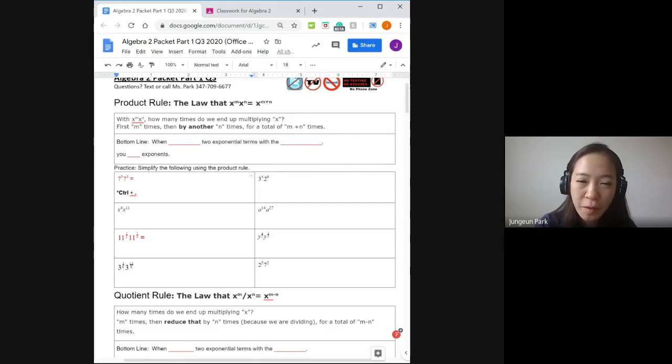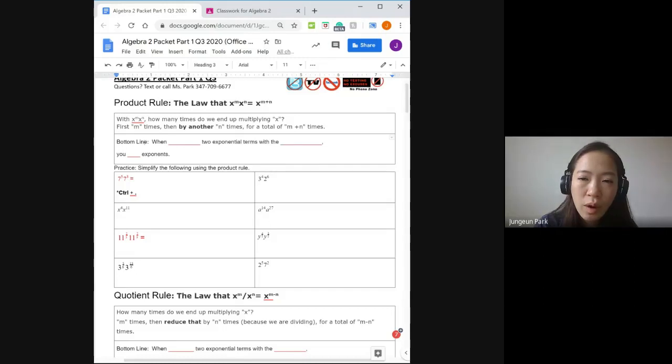Okay. So first of all, I need you to complete the sentence. Do you see the bottom line here? Okay. So the bottom line for the product rule, the law, the rule is that x to the mth power times x to the nth power is equal to x to the m plus n. Okay.